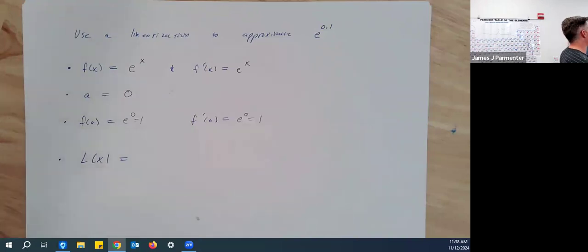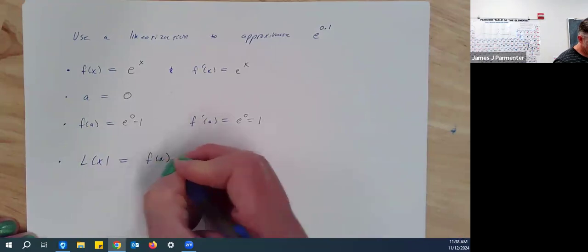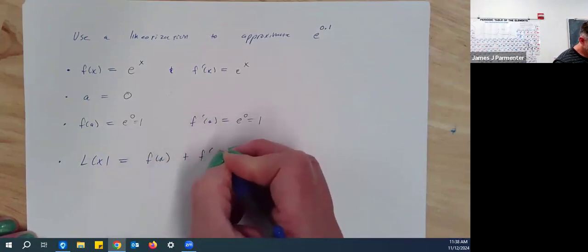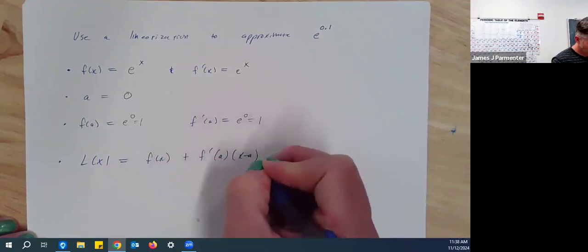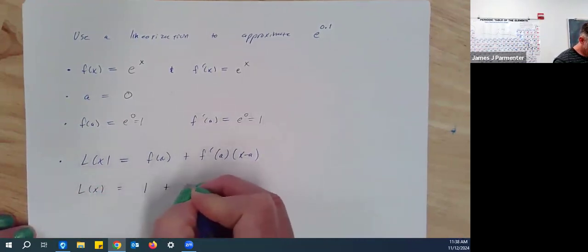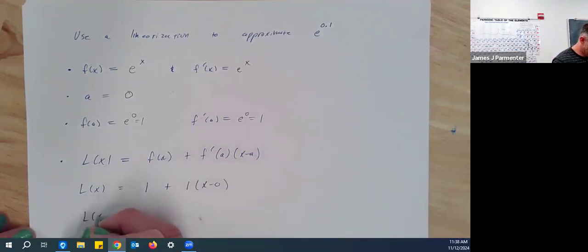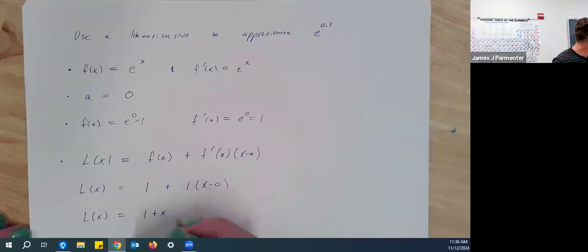Our derivative at 0 is 1. Our function at 0 is 1. So then our linearization is going to be, I do think it's worthwhile to write down the formula every time. So I always like to write down f of a plus f prime of a times x minus a. But here we're just going to get 1 plus 1 times x minus 0. Or in other words, our linearization is just 1 plus x.